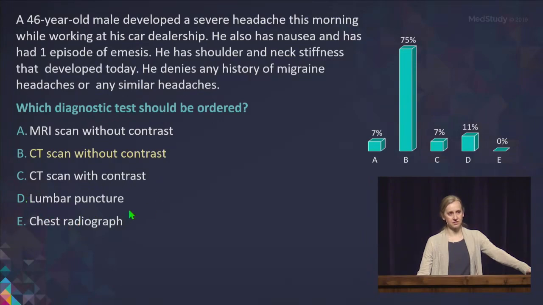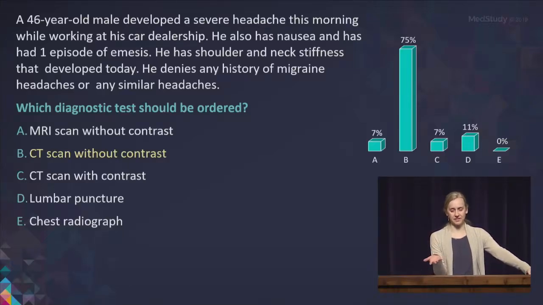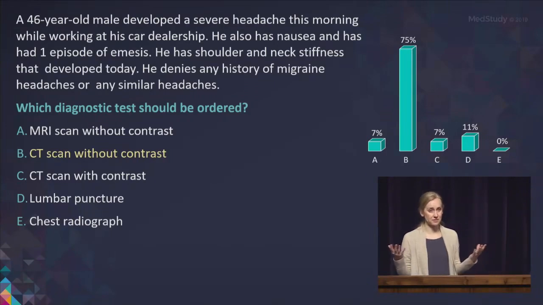Lumbar puncture to look for xanthochromia, right? And then if it was positive, then what would we do? We do angiography, right? Because we think that he's had a sentinel bleed. This certainly isn't the presentation of a major aneurysm rupture.